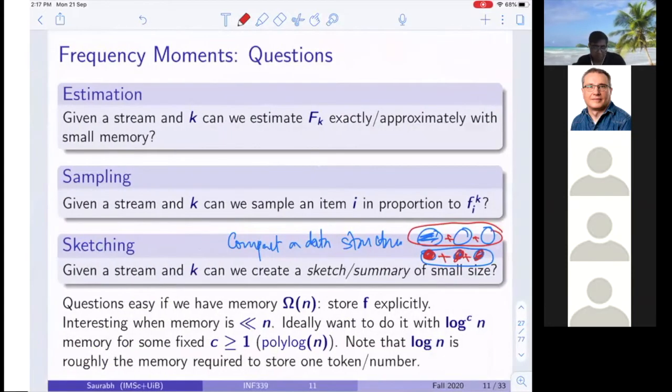So we can do this, but it is only interesting when memory is much smaller than n. Ideally, we would like to do it in polylog n memory, for some fixed c greater than or equal to 1. And note that you can easily prove that log n is a kind of lower bound, because log n is roughly the memory required to store one token or one number. I mean, you need at least this much, right? So in some sense, log n provides a lower bound, and we would like to come up with an algorithm which is able to do these things in polylog n space.